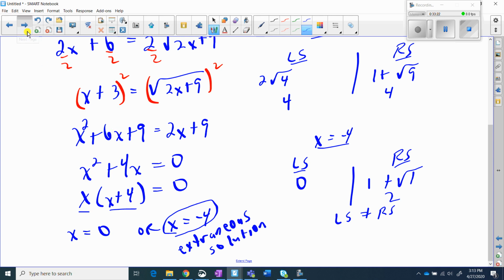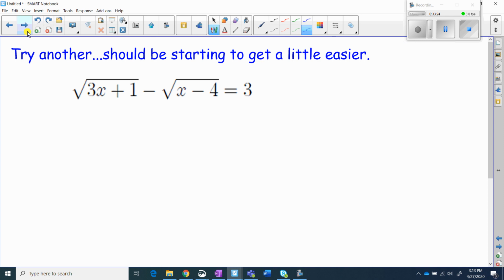All right, let's have a look at another one, one with two radicals in it. Let's try this one. Isolate one of the radicals. It doesn't matter, they're both similar. So I'm going to take this radical and move it over here.